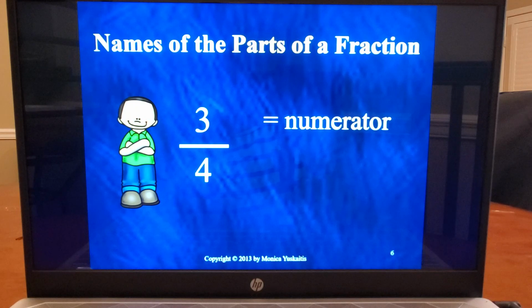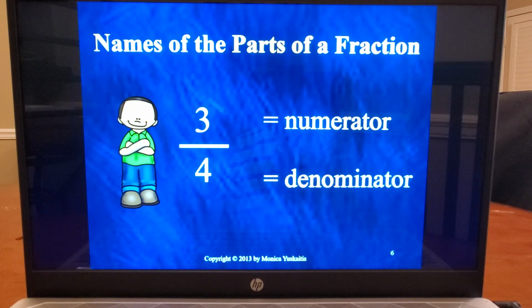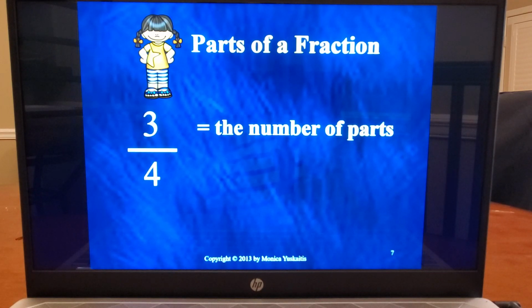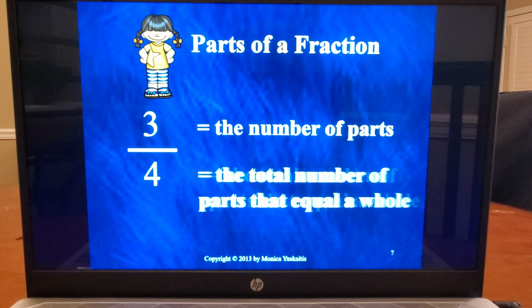Now let's talk about naming the parts of a fraction. The top number in the fraction is the numerator. The bottom number in the fraction is the denominator. But what does that mean? Well, the numerator represents the number of parts. This is the number of parts that you are counting. Remember, that does not always mean the number of parts that are shaded. It might mean the number of parts that are not shaded. You have to carefully read the problem to know what it's asking you.